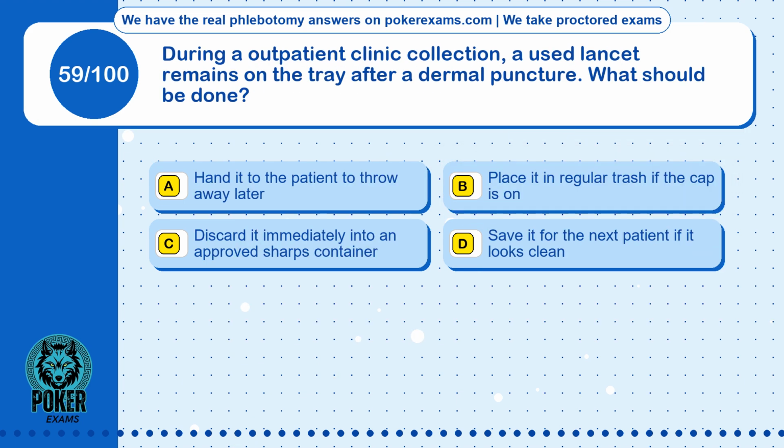Question 59. During an outpatient clinic collection, a used lancet remains on the tray after a dermal puncture. What should be done? Option A. Hand it to the patient to throw away later. Option B, place it in regular trash if the cap is on. Option C, discard it immediately into an approved sharps container. Option D, save it for the next patient if it looks clean.